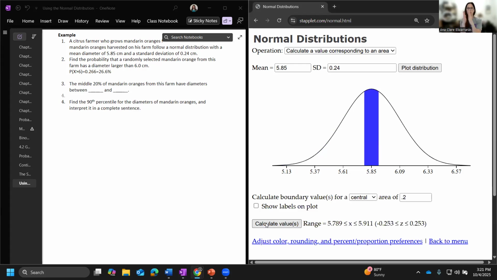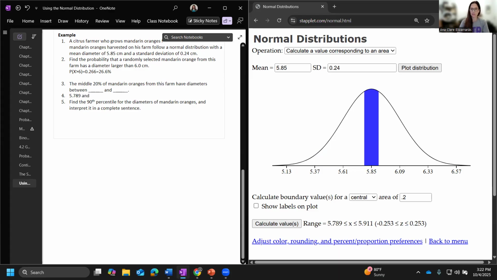So central tells me it's between the 2 values of 5.789 and 5.911. So the middle 20% of mandarin oranges from this farm have diameters between 5.789 and 5.911 centimeters.